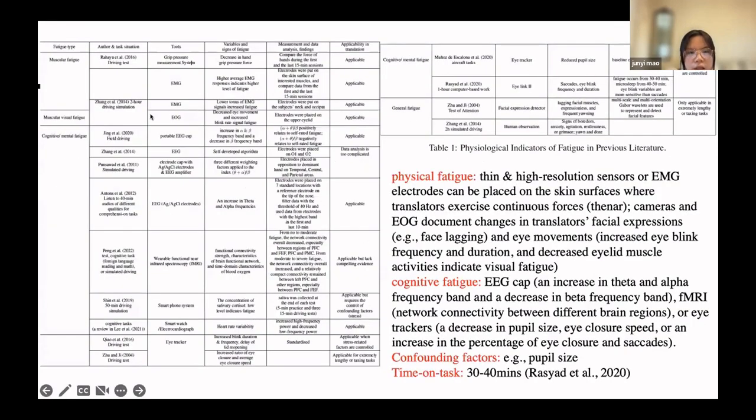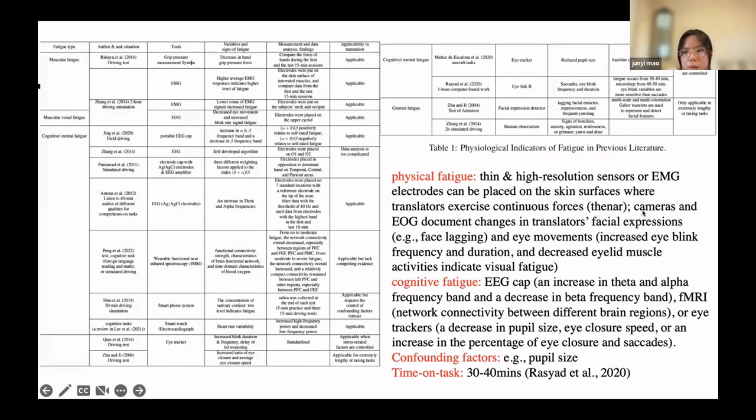So here is a review of previous studies measuring fatigue in cognitive and physical tasks. I think based on the features of translation activities, we can use some of those indicators to facilitate our studies. First, in terms of physical fatigue, we can use thin, high-resolution sensors or EMG electrodes. We can place them on the skin surface while translators exert continuous forces like typing.